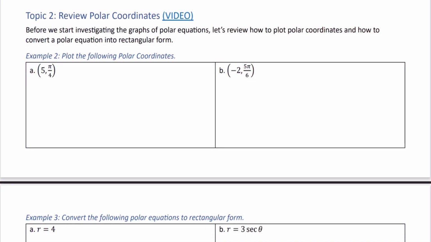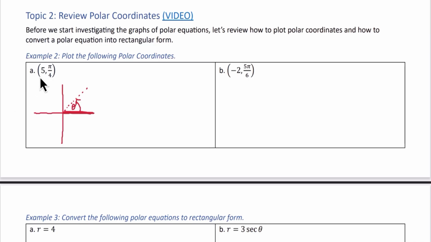In this video, we'll briefly look at reviewing polar coordinates and some equations. Up first, we want to plot the following coordinates. I don't have a polar grid here, so we'll just have to envision what's happening. We have the polar axis, which is essentially the positive x-axis, and we're opening up an angle of pi fourths. So that's roughly here. There's our theta, pi fourths radians, and the r in this case is 5.